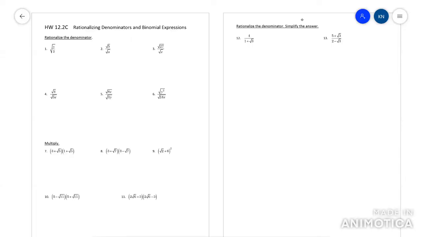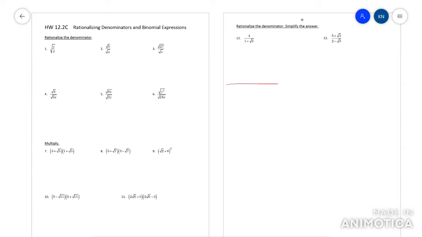All right, this video is going to go over 12.2c, which is rationalizing denominators. I don't have the notes for it, so we're just going to work on the homework. This is something that's definitely important in college, so you're going to want to remember this moving forward. But anyways, here we go.